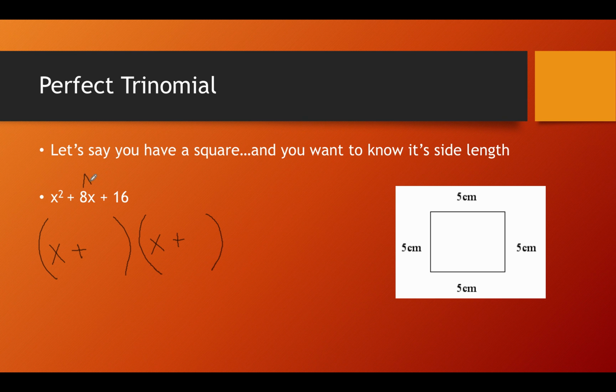It's an AM rule, which means my numbers that are going in these spaces multiply to 16 and also add to 8. So you have to go down your list of factors and determine which numbers will meet that criteria. If I need to multiply to 16 and add to 8, the number that will go in this space is 4. You want to double check yourself. 4 times 4 is 16. 4 plus 4 is 8. So for this square, each side length would be x plus 4.